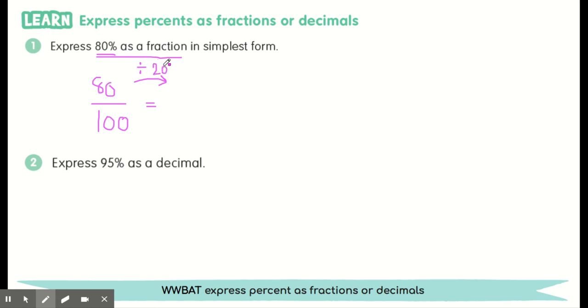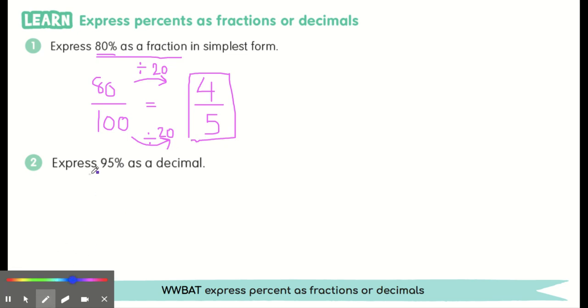So I can divide 80 by 20, which gives me 4. And then I can divide 100 by 20, which gives me 5. So now that I have divided both numerator and denominator by the greatest common factor, this 4/5 is my simplest form of 80%.